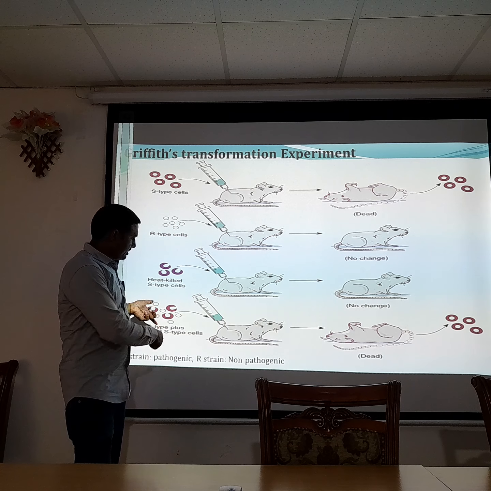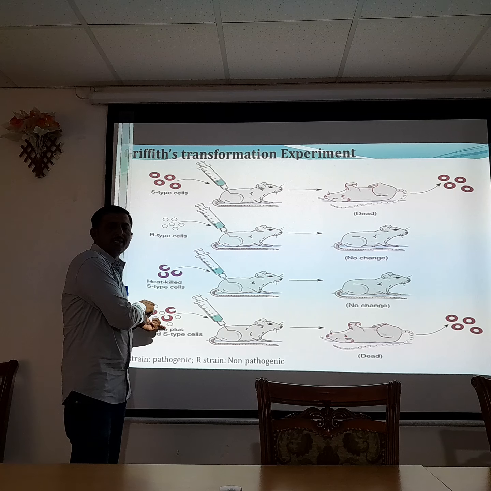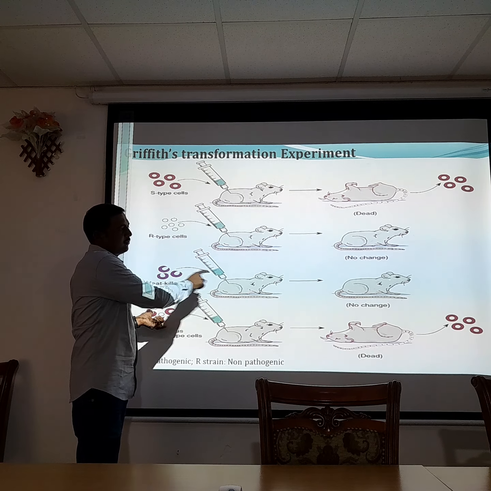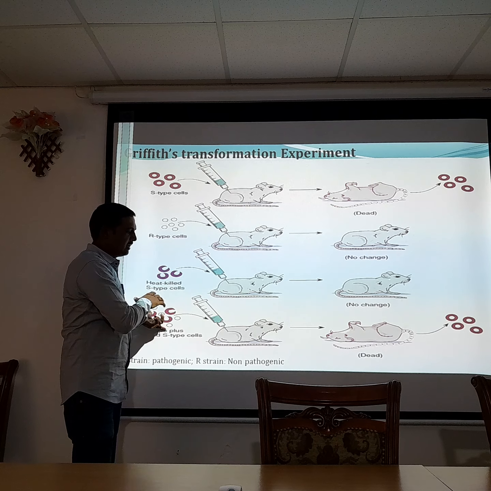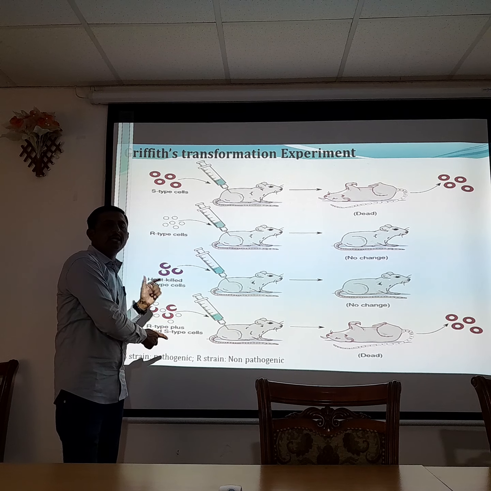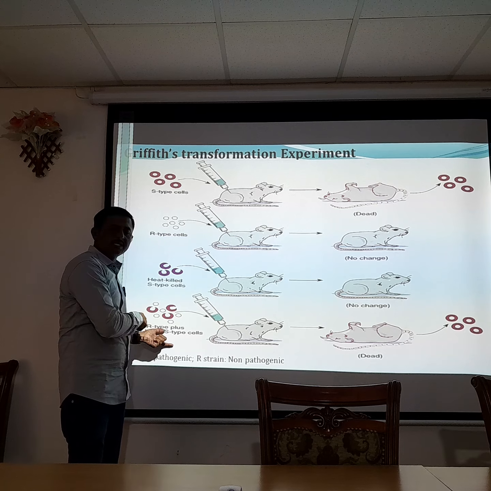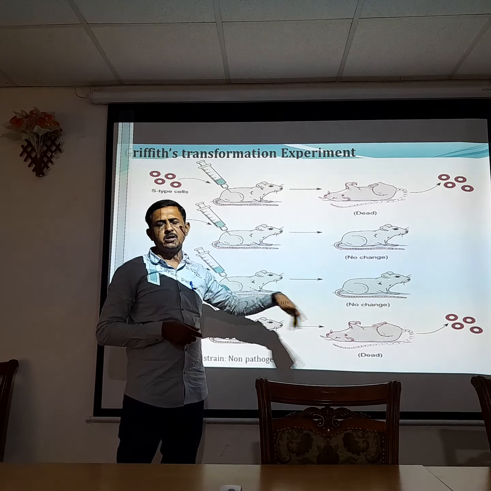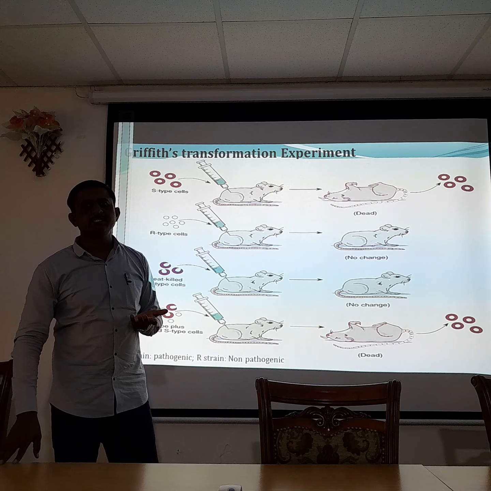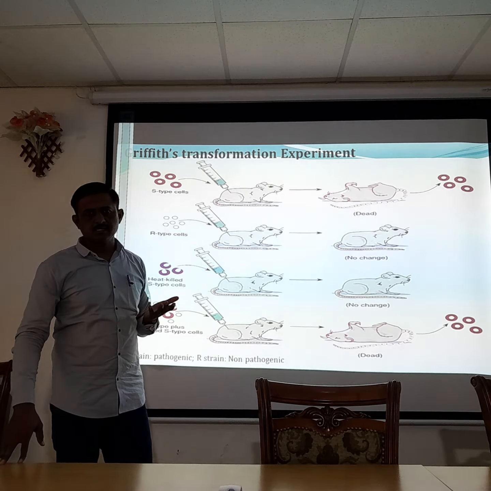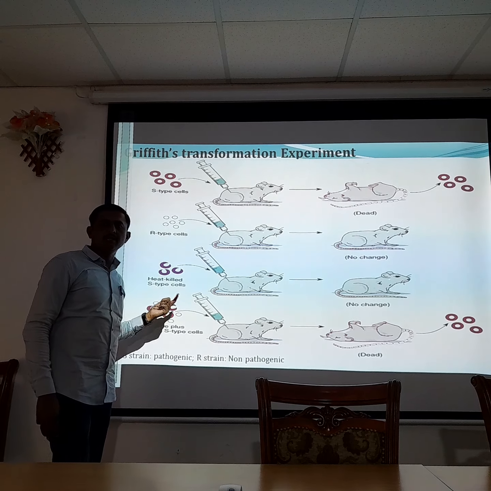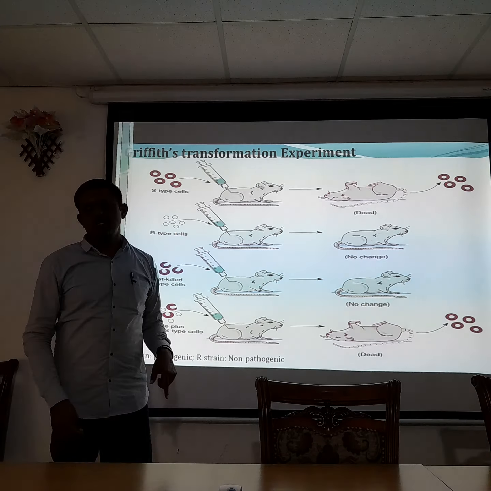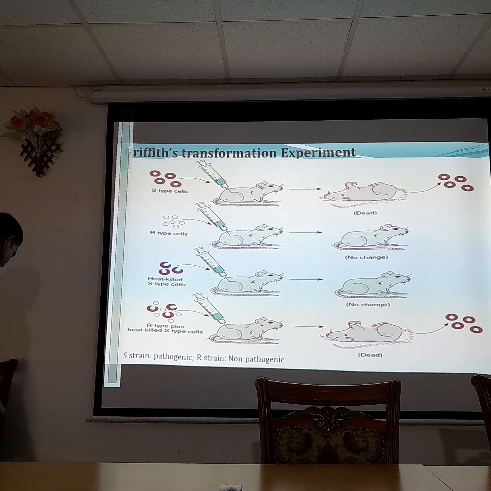Here in the fourth step, he injected the heat-killed cells of S type, as he had injected in the third step, and he found that the mice remained as it is. But when he injected heat-killed S type of cells and R type of cells in combination into mice, he found that the mice became ill or died, and he recovered the S type of cell from that dead mice. That means that although he injected the heat-killed cells of S type, he recovered live S type of cells after the death of that mice.